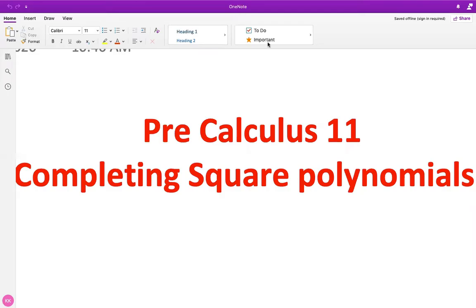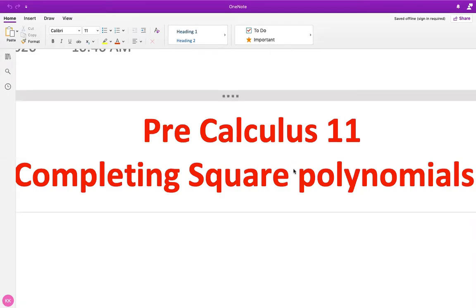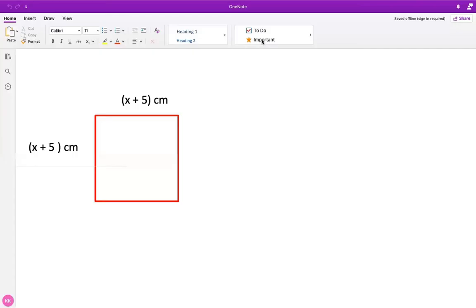So for the next topic, I'm going to show you how you can complete a square if you're given the polynomial expression. Before I move on to completing the square in polynomial functions, I just need to do a warm-up question.